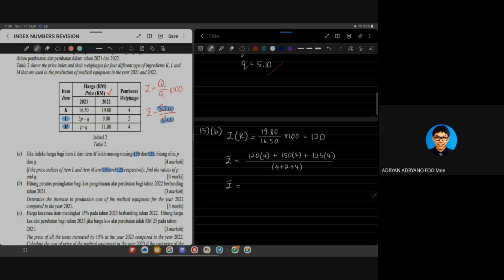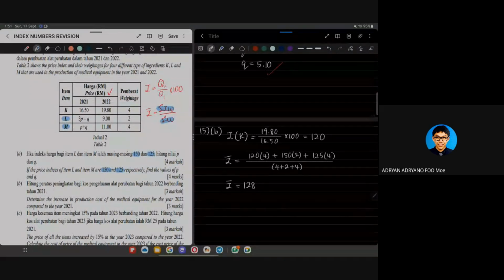Calculator, press faster. Yes, very good. 128. Okay? Now, I've mentioned before, when you write a price index, whether composite or ordinary index, I want 2 decimal places, right? For this kind of situation, you can choose. If you want to put 128 or you want to put 128.00, it's up to you.